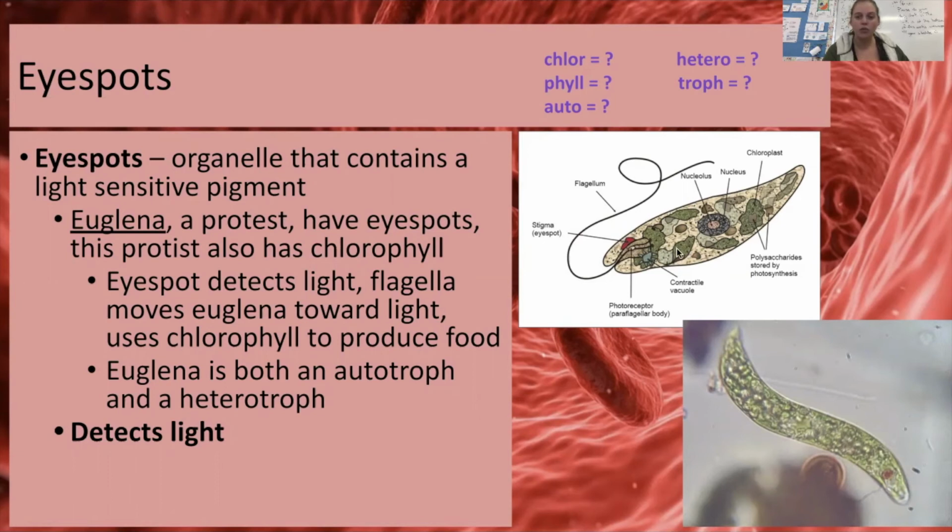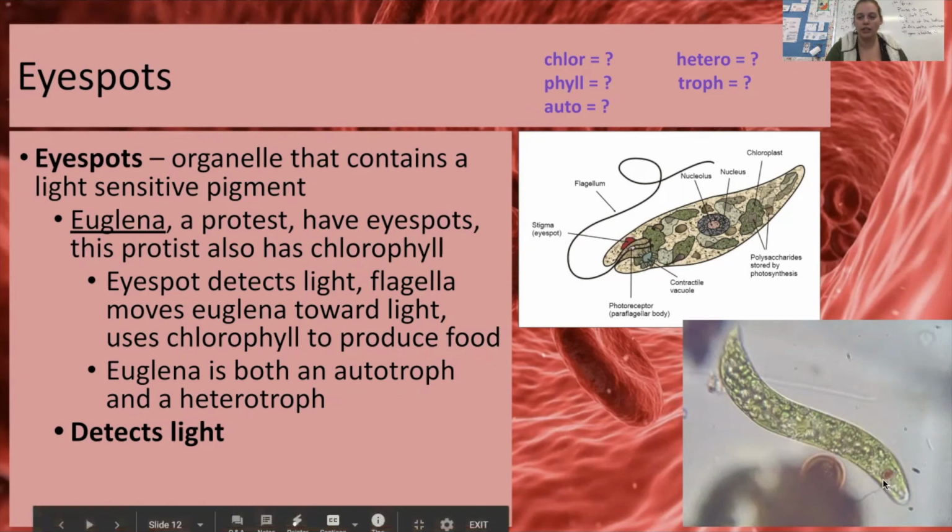So this is an example of how organelles can work together. The eye spot can detect the light, the flagella can swim toward the light, and then the chloroplast can process that light and use the energy in the light to make its carbohydrates out of carbon dioxide and water. So Euglena are unique because they can produce their own food, but they can also consume food. And again, they have this little flagella that helps them to move. And you'll see this is a Euglena here. There is its eye spot. And it also can wiggle around to kind of help with its direction.